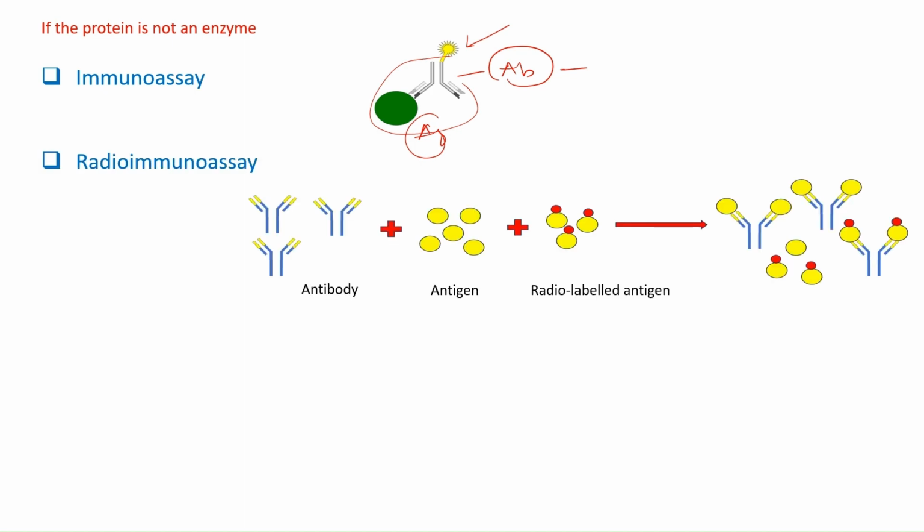Next is radioimmunoassay. If our protein is an antigen, then we can use the corresponding antibody and flood our antigen as well as the radio-labeled antigen over this antibody. What will happen? Our antigen and radio-labeled antigen will compete with each other to bind to the antibody. If the concentration of antigen is more, more of the antigen will bind with the antibody and less of the radio-labeled antigen will bind. If the concentration of antigen is less, then less antigen will bind with the antibody and more of the radio-labeled antigen will bind with the antibody.